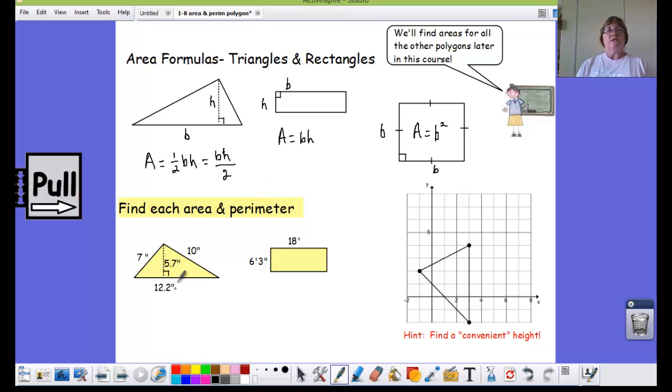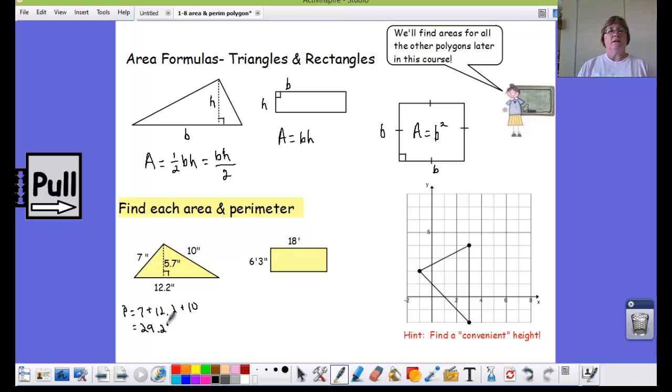We ask you to find each area and perimeter here. To find perimeter, we want to add, and let's see, that would be 17 and 12.2, 29.2.